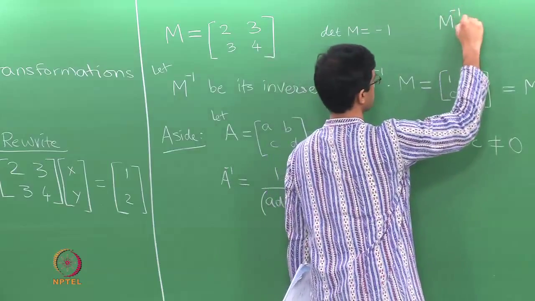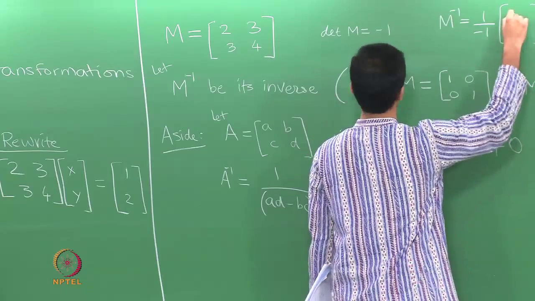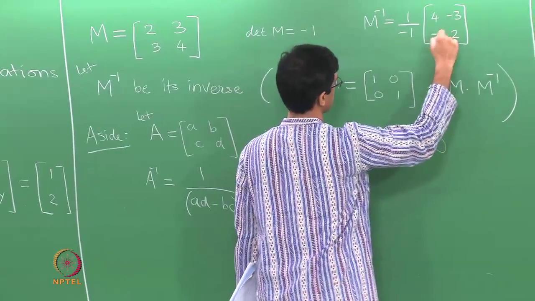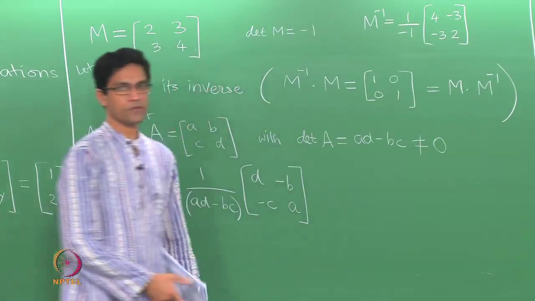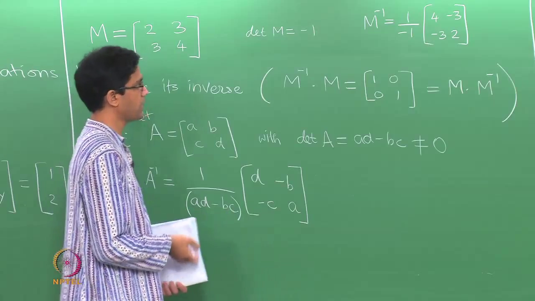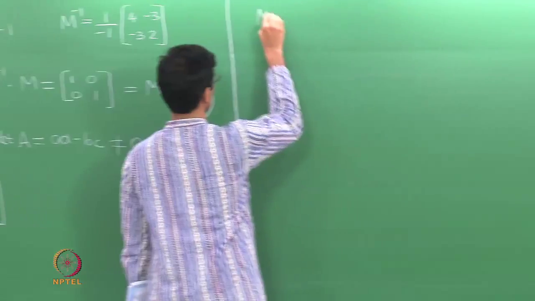The inverse of M is just 1 by minus 1 times d, minus b, minus c, a, that is 2, minus 3, minus 3, 4. So, that is the inverse of this matrix M, and now what we do is just multiply. So, now we are almost through. To solve the original system of equations, recall the original system was re-expressed as follows.